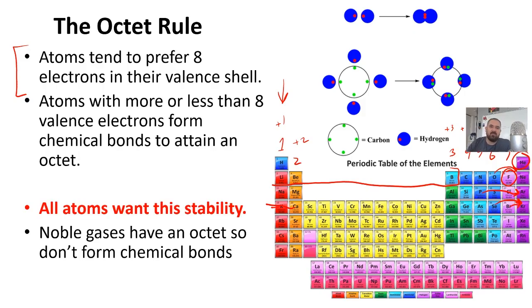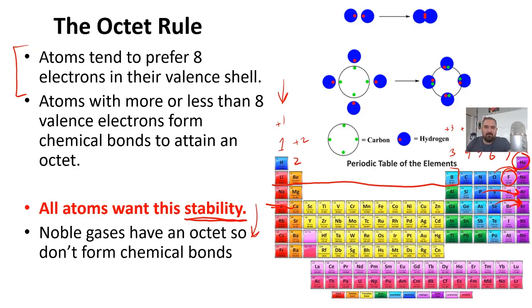And the reason they do this is because all atoms want stability, and they become more stable by losing or gaining electrons. Noble gases have an octet, which means these are the ones that don't really care about the octet rule. They already have their 8, so they're not trying to gain stability in any way. They don't need to lose or gain electrons.